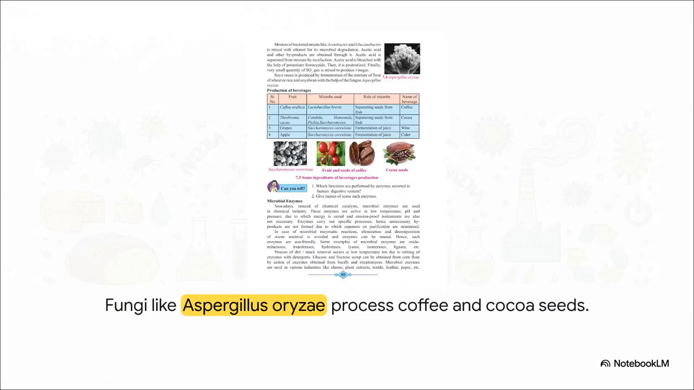The processing of these coffee and cocoa seeds relies almost entirely on fungi like Aspergillus oryzae. But, you know, it's not just our favorite beverages. Think about vinegar for a second. It's used globally to impart that sharp, sour taste to our pickles and chutneys. Chemically speaking, commercial vinegar is simply 4% acetic acid. And how do we get it? By fermenting carbon compounds like fruit juices with yeast and then mixing it with specific bacterial strains like Acetobacter.